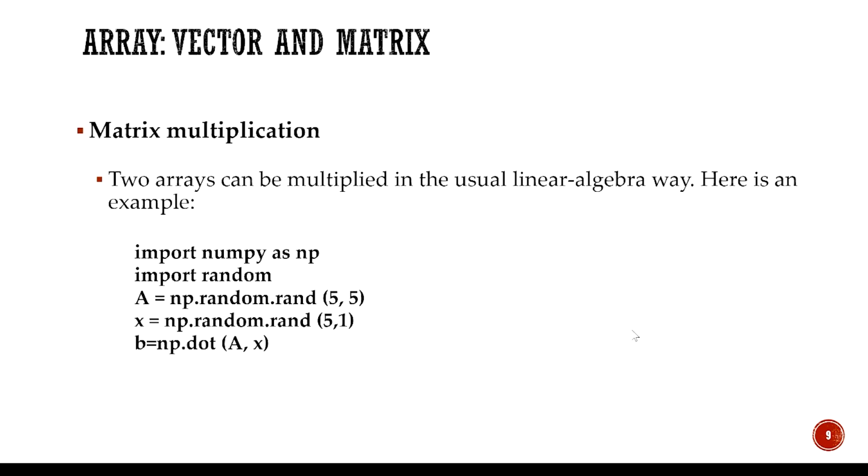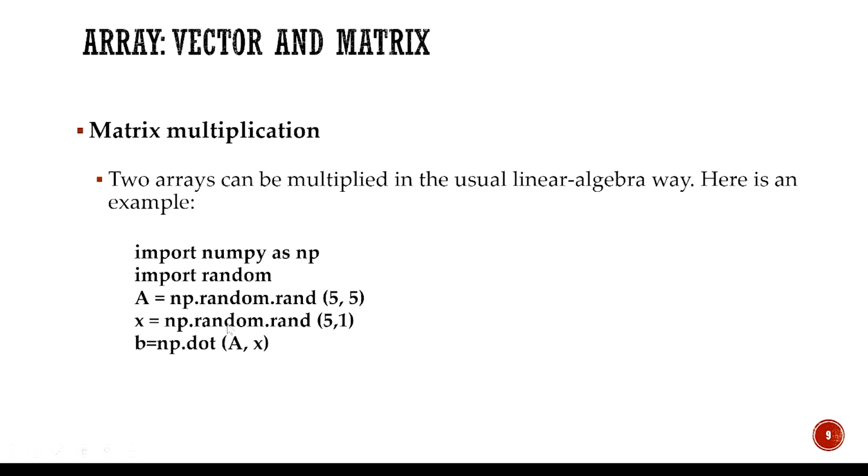But we can also apply matrix multiplication. So 2 arrays or 2 matrices can be multiplied in the usual linear algebra way. And here's an example. We generate random numbers, matrix A, and the size is 5 by 5. So here I'm using a new function, rand, which generates a random number between 0 and 1. Before we had randint, which generated integer random number between 2 values. But rand just generates a number between 0 and 1, and then you can specify the size. So now the size of matrix A is 5 by 5, 5 rows, 5 columns.